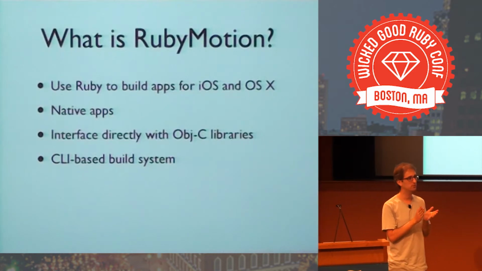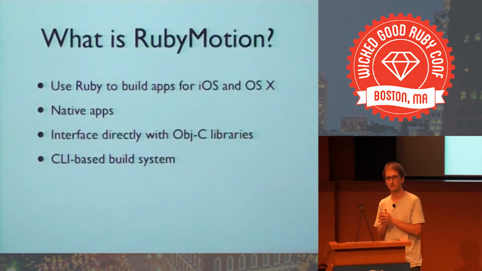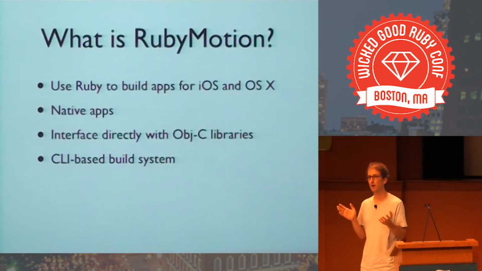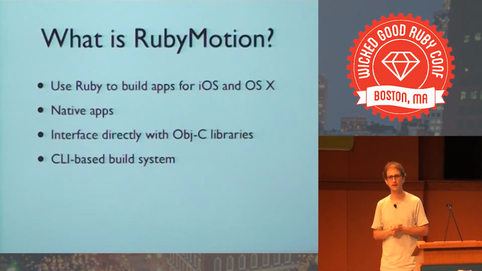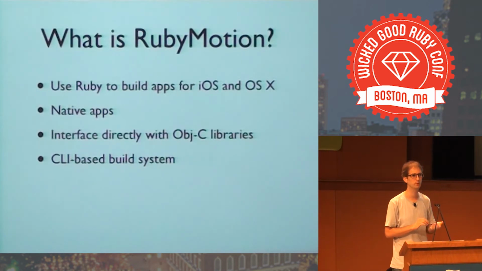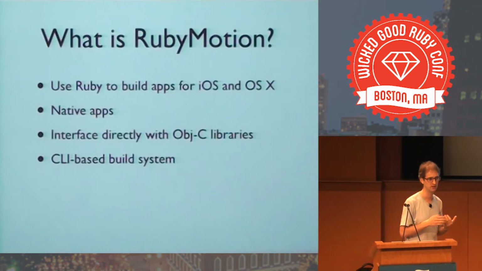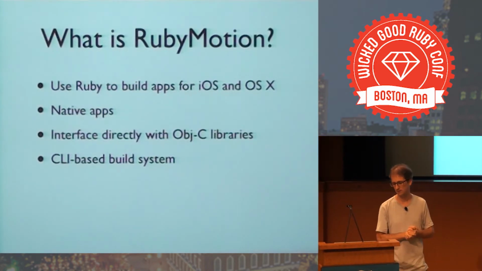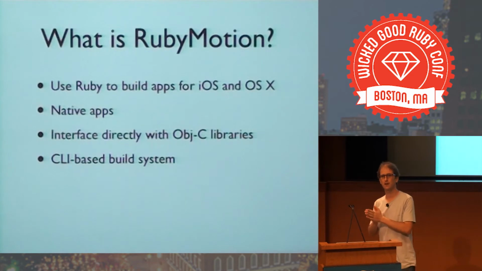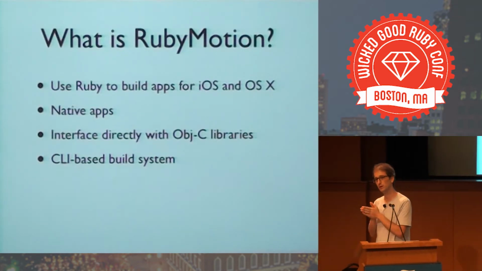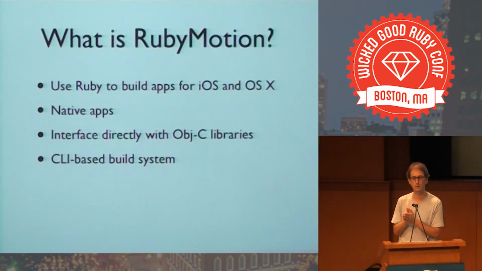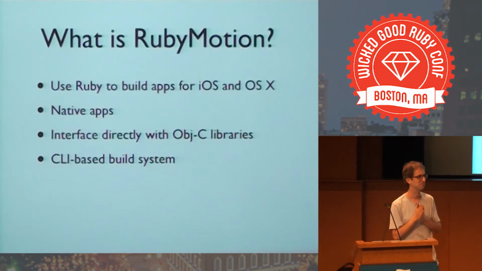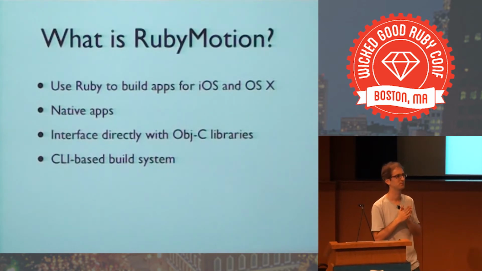And so this allows you to directly interact with Objective-C classes, with Objective-C libraries. There's the CocoaPods tool that you can use, like Ruby Gems, to pull in open source Objective-C libraries. You can use Ruby Gems as well. And all of this is done with a command line driven build system, which is really nice. I've had people tell me that they use RubyMotion simply so that they don't have to deal with Xcode, which, having worked at Apple, I can sympathize.